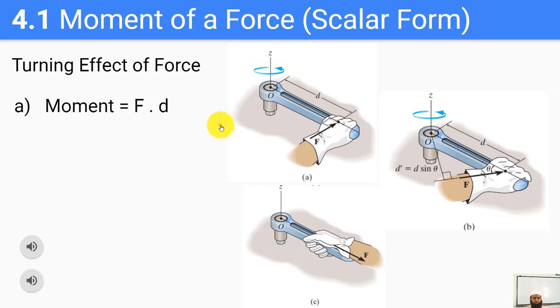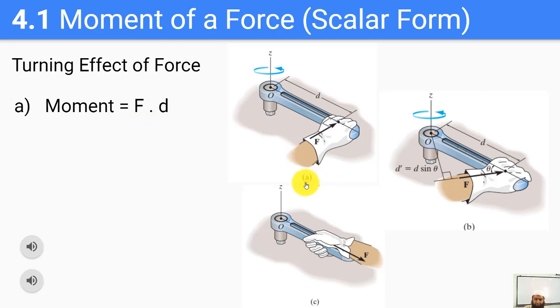So the definition of the moment of a force is the force times the perpendicular distance. Anytime we have a given force acting at any point, we measure the perpendicular distance from the axis of rotation to that point, and then we multiply the two together and we get the moment of that force. You can already see that the units of the moment of the force are going to be newton meters, because force has the units of newtons and distance has the units of meters.